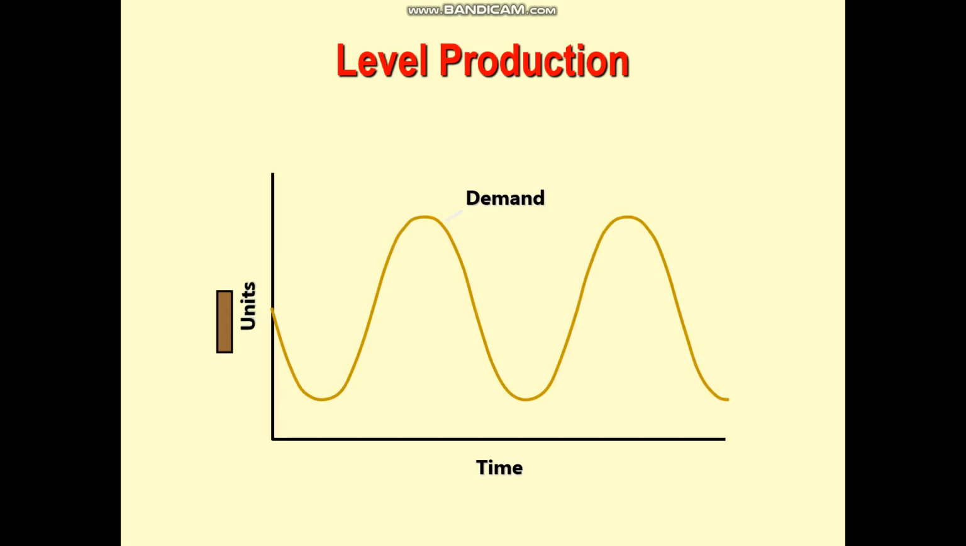So the first one is level production. So what is level production? It means you don't care how fluctuated the demand is. You just take the average demand and produce the products at the same level over time. So here is the production line, and here is the demand curve.